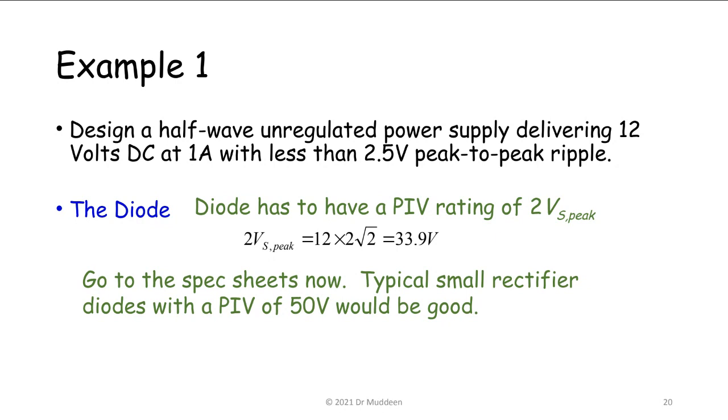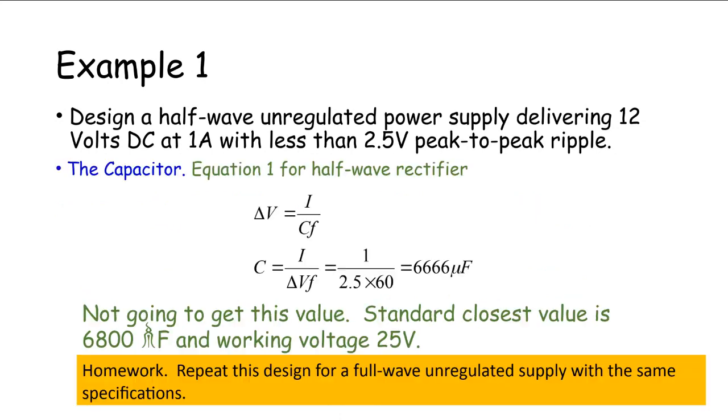Right, so we now have two things. We have a transformer to handle the current and the voltage. We have a diode that will handle the voltage going through it. And of course the current, you would look for the current rating, because it has to handle at least 1.5 amps probably.